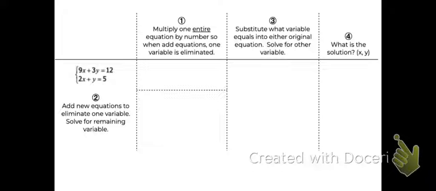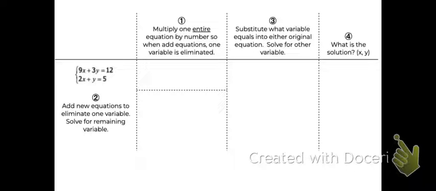Here we're going to go through these 4 steps in order to solve this system of equations using the elimination method. Notice that if we add these equations as they are, the x's aren't eliminated, the y's aren't eliminated. We need to first modify one or both of these equations in order to use this method. So what we first want to do is figure out the most efficient way to do that.